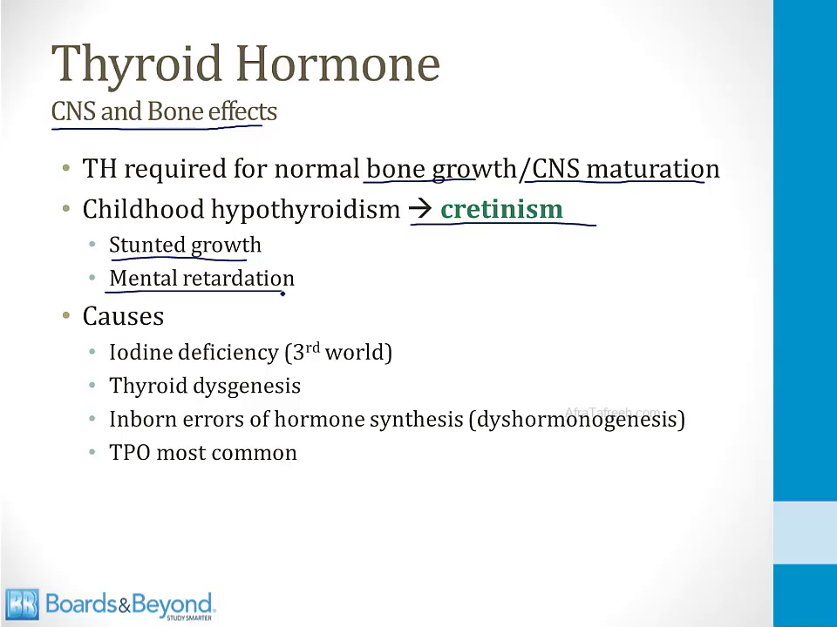The reasons this can happen are from iodine deficiency in parts of the third world where children don't get enough iodine in their diet. That can lead to cretinism. Some children are born with an abnormally formed thyroid gland. This is called thyroid dysgenesis, and this can lead to cretinism.